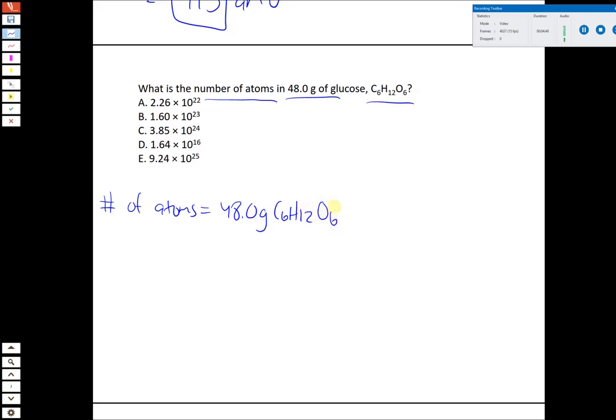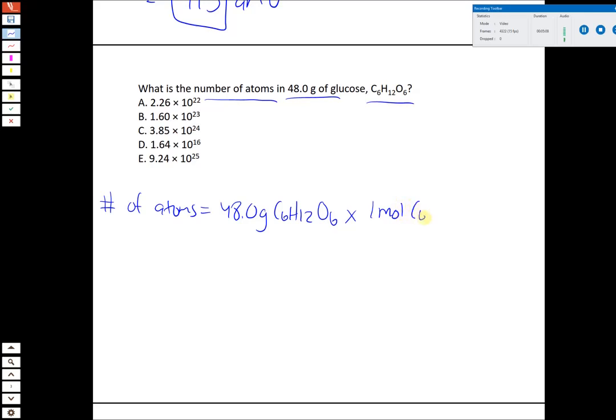Now what we should immediately think of is if we're looking for number of atoms, we're going to have to use Avogadro's number, but we're not starting with the number of moles, we're starting with the number of grams. So in these types of problems, I'm going to use this phrase a lot going forward in stoichiometry also: when in doubt, convert to moles first. So we're going to convert this amount to moles by using the molar mass.